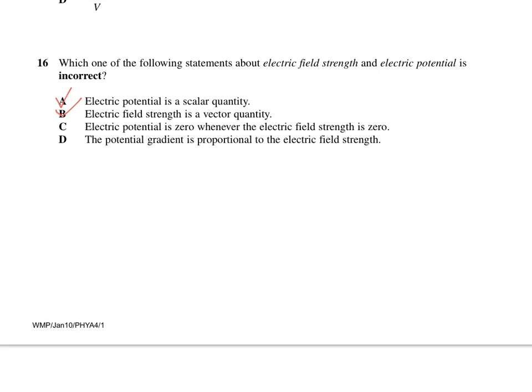So you can have a gradient of 0 when the actual thing... so like if we have a graph here, so say we had potential here. If potential remains constant, that would mean that the field strength was 0, but the potential was not. So that is not correct. And the potential gradient is proportional to field strength. Yeah, so that one is correct. So we're left with C. You can get that one by eliminating more than anything.